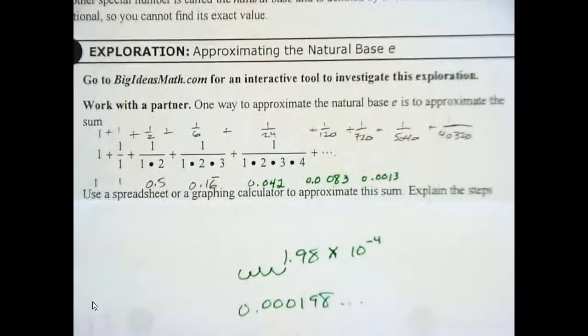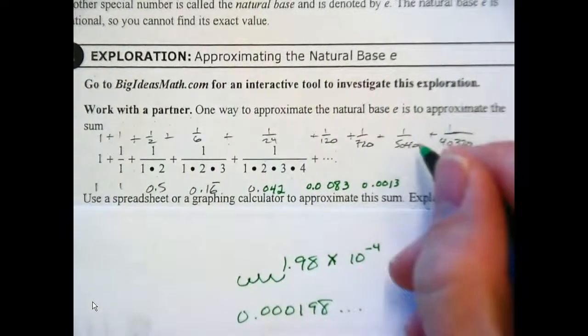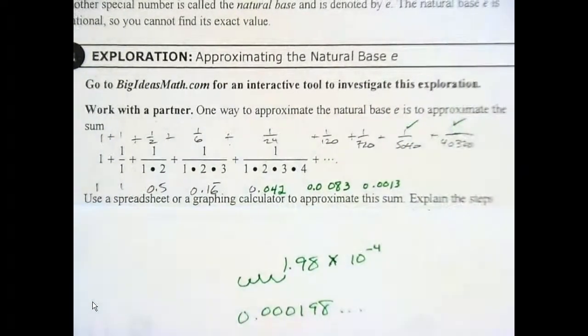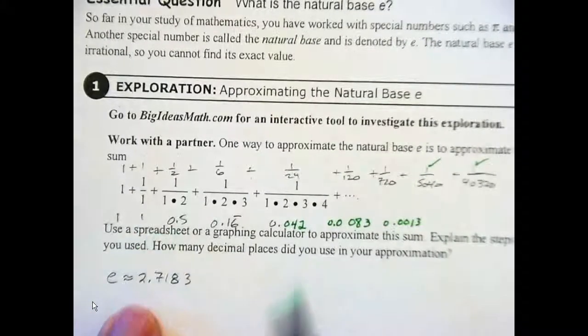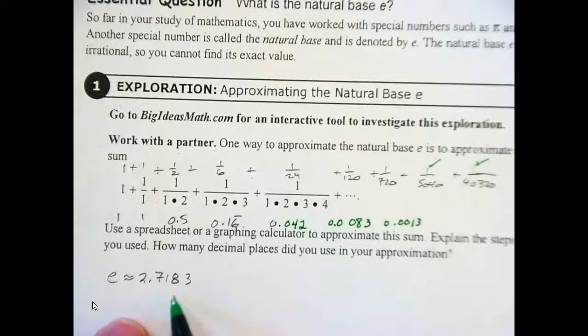So we're getting to a point where we're not going to worry about it. So I'm not even going to worry about that one or that one right now. If I find the sum of all of these, if I add them up, hopefully we get to this number, really close to it.